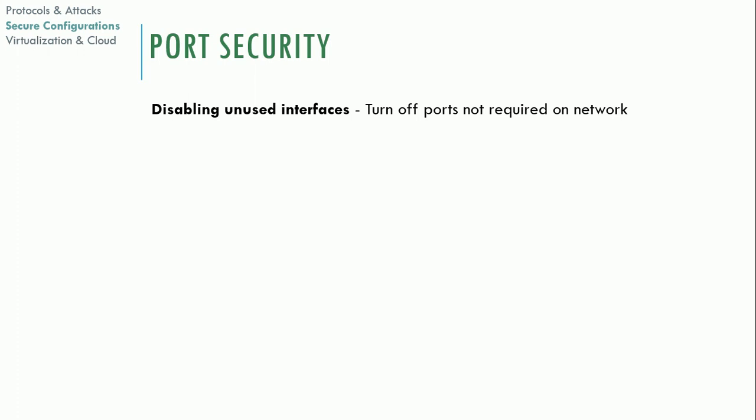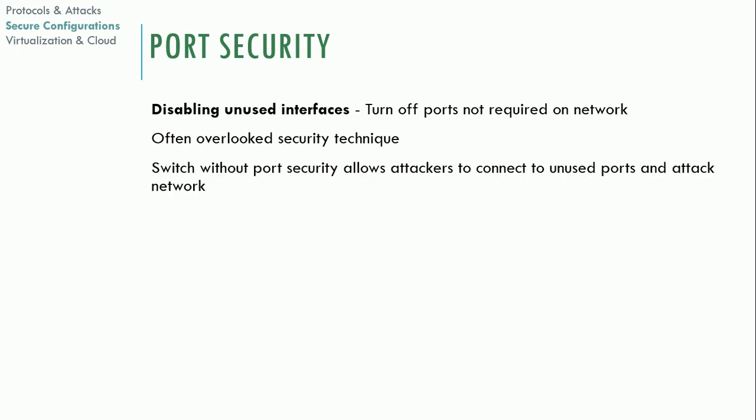As far as port security, this deals with ports on the devices themselves. So turning off ports that are not required on a network. This is an often overlooked security technique because it's rather tedious to make sure that all of the ports that are not used are not enabled. The problem is if you disable a port that is used, then that's obviously a problem. So a lot of administrators are hesitant to do that because of the concern that they're going to block a port that's actually in use.